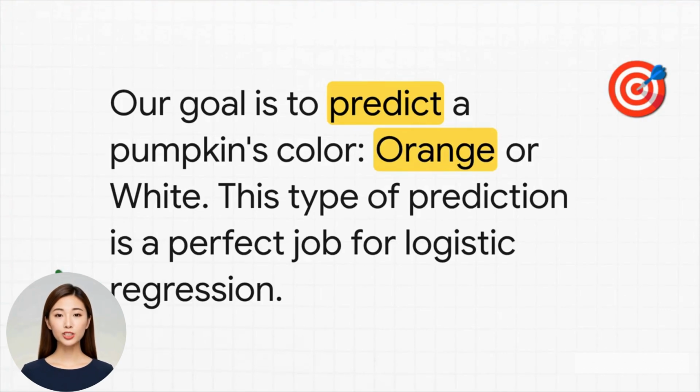And the key thing here is what we're asking the computer to do. We're not asking for a number, like, hey, how much does this pumpkin weigh? Nope. We're asking it to pick a category. Is it orange or is it white? This is what's known as a classification problem, and it's exactly the kind of job that logistic regression was built for.